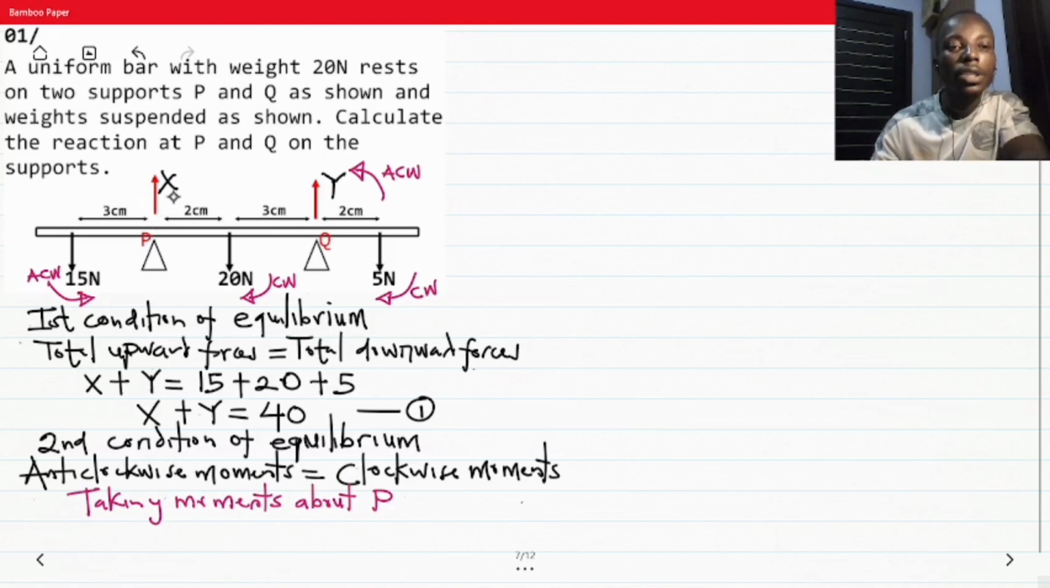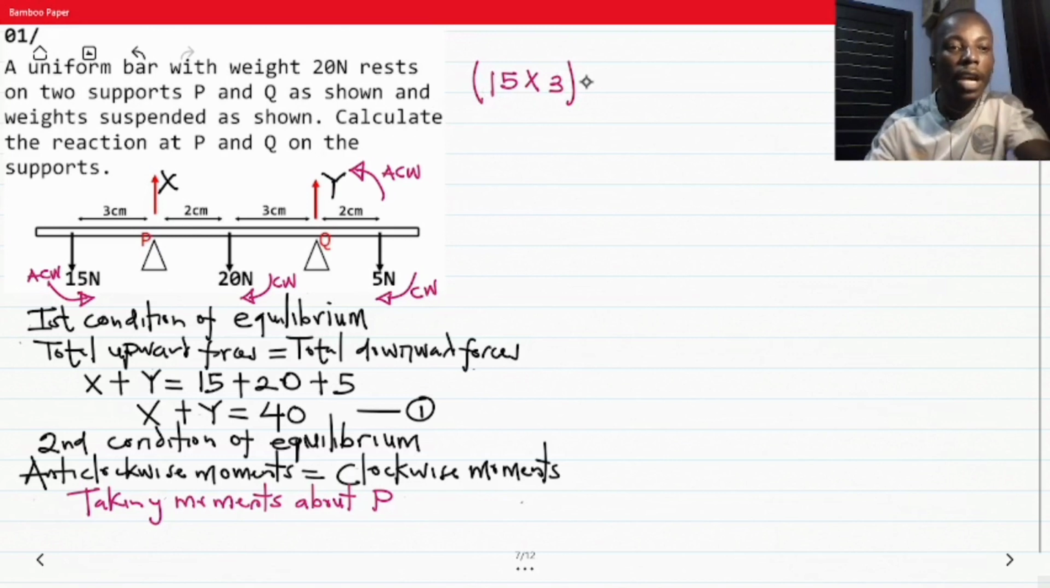So this is out. But if you are taking moment about Q, X is going to have a turning effect, while Y will not. Having identified the clockwise and the anti-clockwise moments, I put them in here now. The anti-clockwise moment is 15 times the perpendicular distance to P, which is 3. I close the bracket.